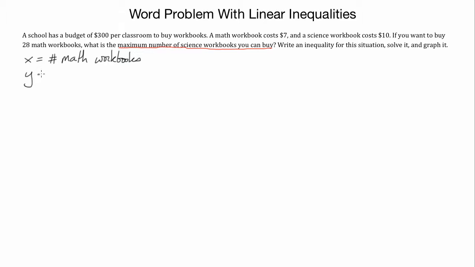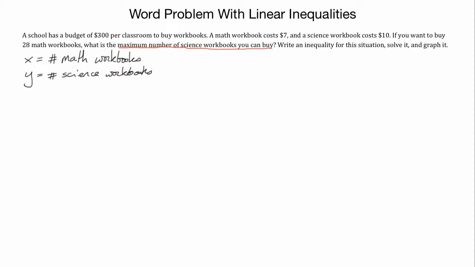And let's let y equal the number of science workbooks. Okay, good, we've got our variables defined. Now we can start to piece together this inequality.